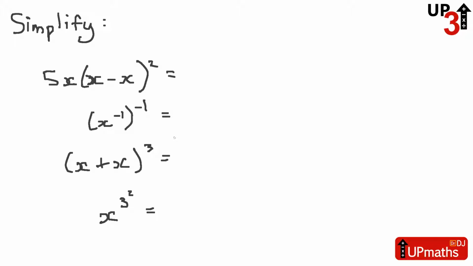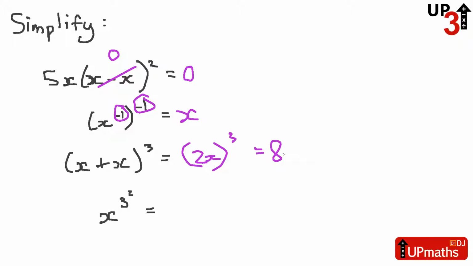Oh, we've got 4 things to simplify here. Oh, look. What's x minus x? That's just 0. If I inverse something and inverse it again, I get back to where I started. That's just 2x cubed, which I'm going to simplify to say 8x cubed. And this one is just x to the 9, because 3 squared is 9.